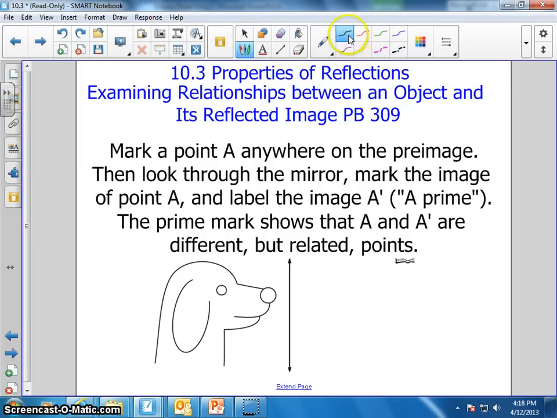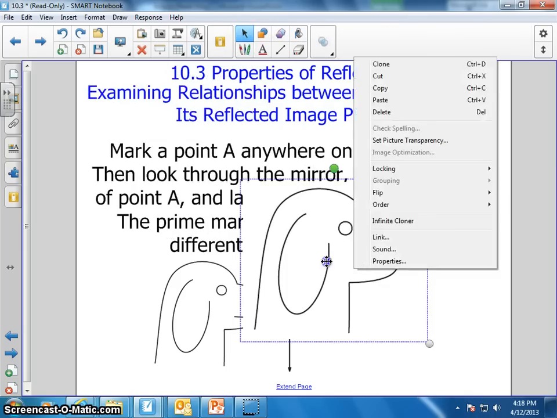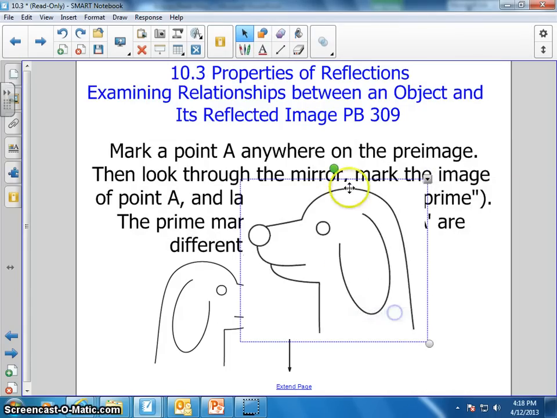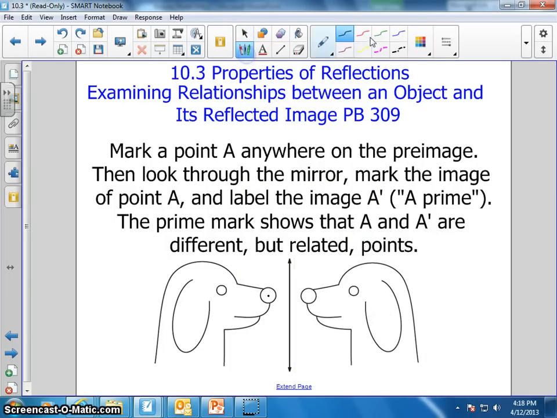Now, if we were to mark a point here, call that A, and then mark a point here and call that A prime. Basically, what we want to find out is the distance from our line of symmetry to point A should be the same as our distance from the line of symmetry to A prime, because they're mirror images. So they should be congruent, exactly the same size and shape, and part of size is the distance away from our line of symmetry here.